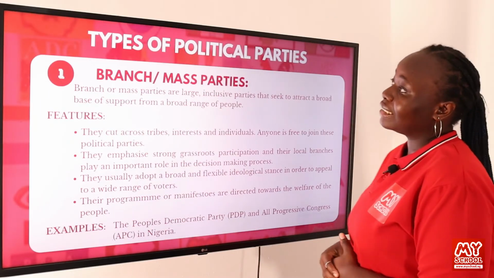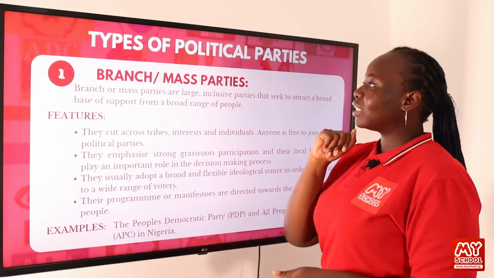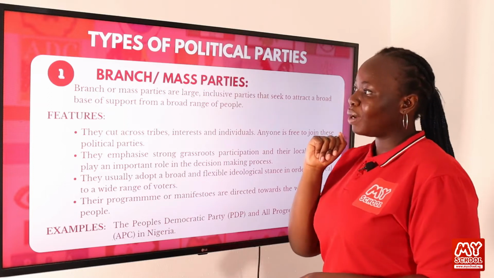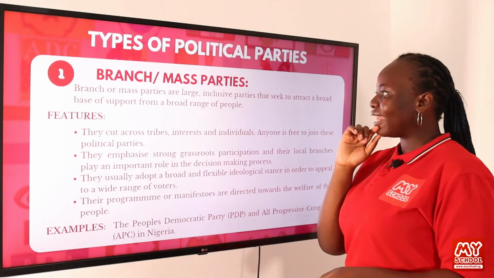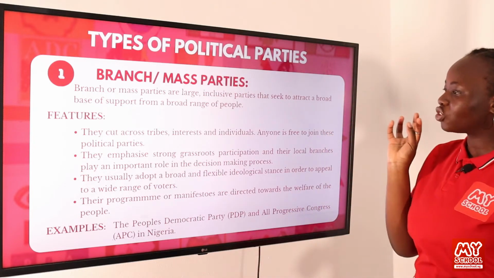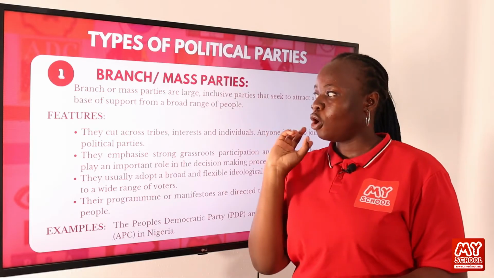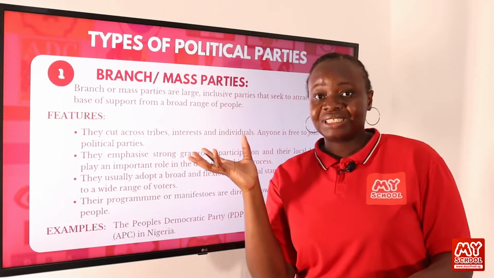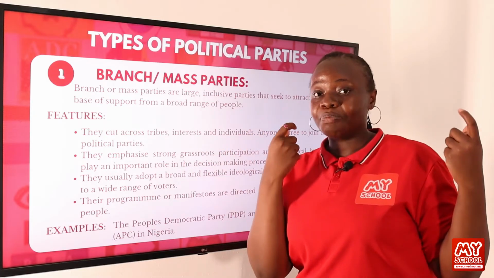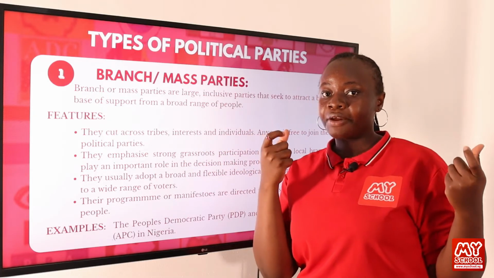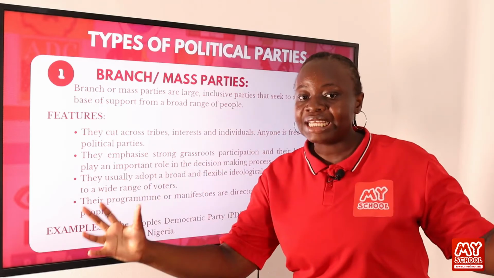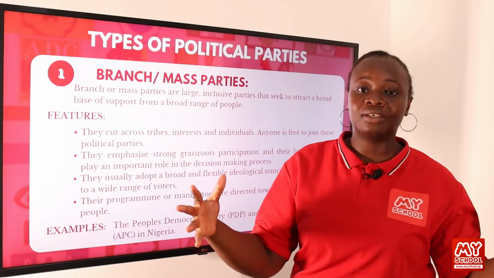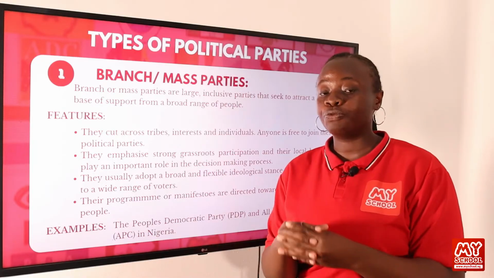All right, what are the types of political party? One of the types of political parties is the branch or mass parties. Branch or mass parties are large, inclusive parties that seek to attract a broad base of support from a broad range of people. So this particular political party usually does not have a particular ideology that they stand by. Rather, they try to ensure that they gather everybody from different interest groups together to vote for them.